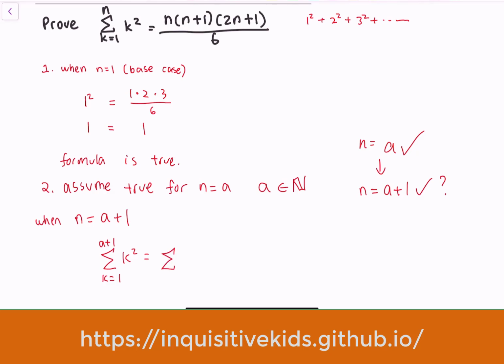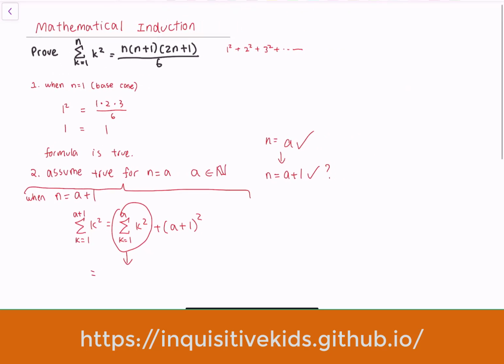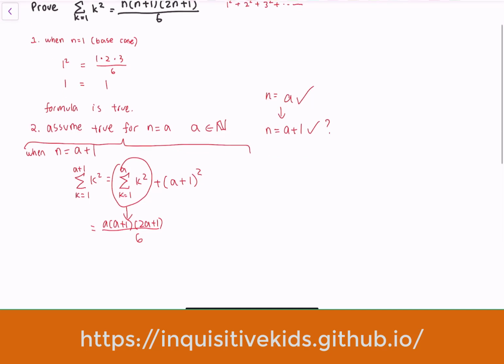This series reaches all the way up to a plus 1, but it includes the series all the way up to a, plus our last term, which is the a plus 1 term. And we're working under the assumption that the equation is true when n is equal to a, which means that over here, we can rewrite it as our formula, which is a times a plus 1 times 2a plus 1 over 6. And then we finally have to add on our final term.